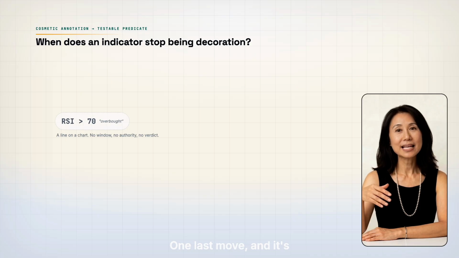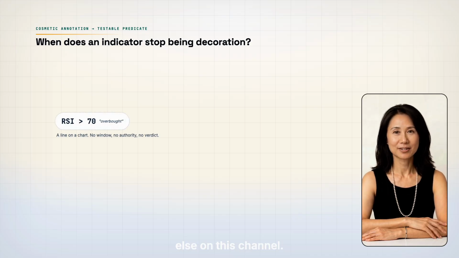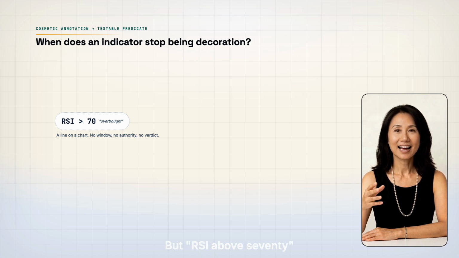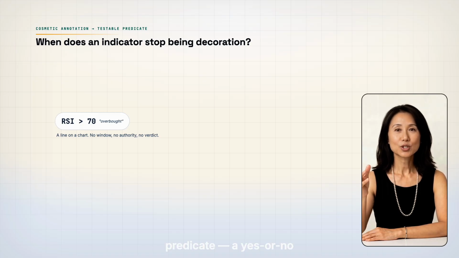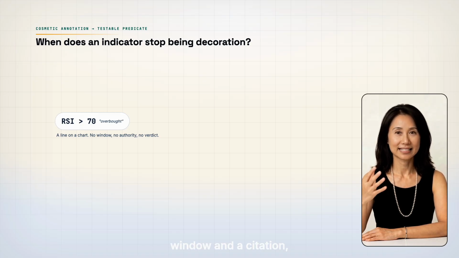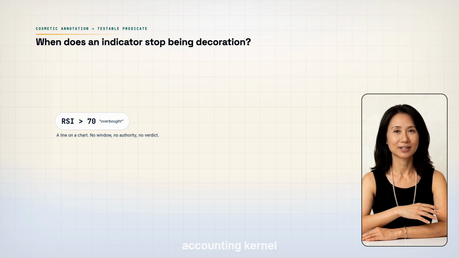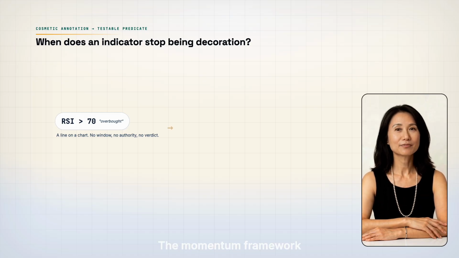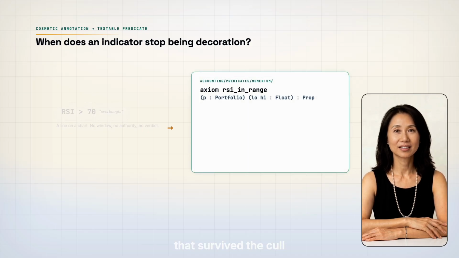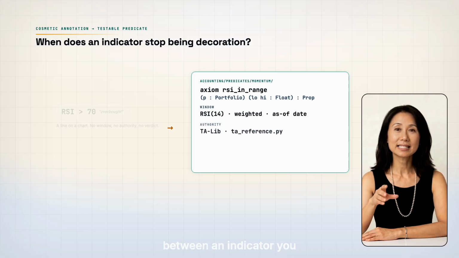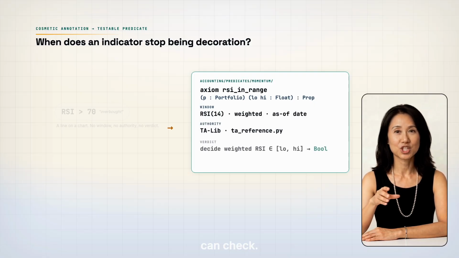One last move, and it's the bridge to everything else on this channel. An indicator by itself is cosmetic, a line on a chart you nod at. But RSI above 70 can be promoted. It can become a predicate, a yes or no question with a declared window and a citation, the kind of thing the accounting kernel checks. The momentum framework does exactly this. It takes the indicators that survived the cull and phrases each one as a prop. That's the difference between an indicator you believe and a signal you can check.